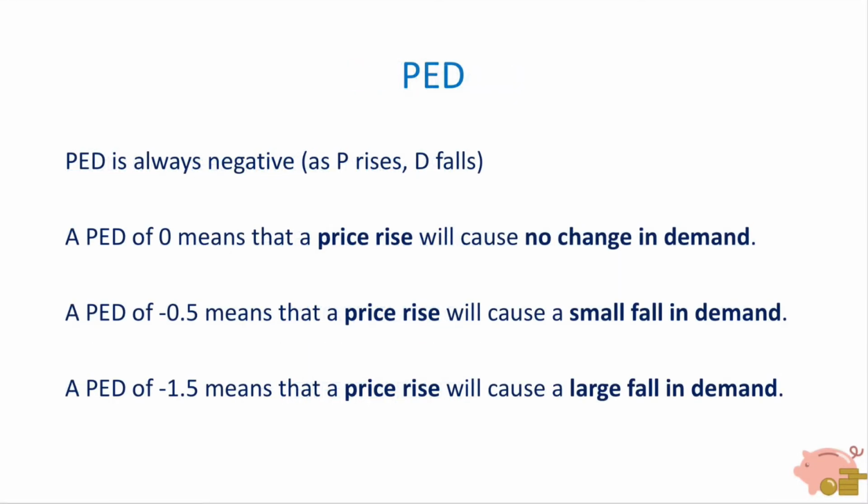Okay, focusing on PED. PED is always going to be negative because of the negative correlation between price and the quantity demanded. If PED is 0, so we've got perfect inelasticity, any increase in price will lead to no change in demand. If PED is 0.5, so that's relatively inelastic, a price rise will cause a relatively small fall in the quantity demanded. And if PED is, for example, minus 1.5, that means that a price rise will cause a relatively large fall in the quantity demanded.